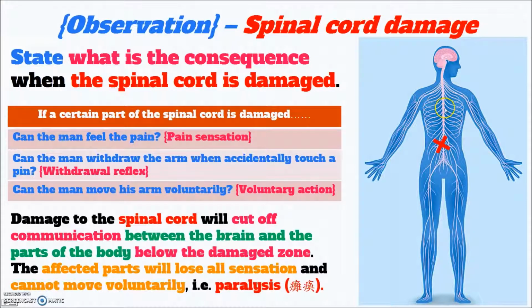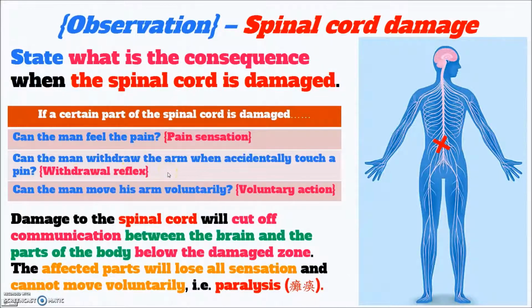And if the damaged part is at this part, the communication between the arms and the brain will still be functional, but the communication between the brain and the legs will be cut off. So the point is, we have 3 dimensions to think about. If a certain part of the spinal cord is damaged, can the man feel the pain, any sensation, or can the man withdraw the arm when accidentally touching a pin? That's the withdrawal reflex.